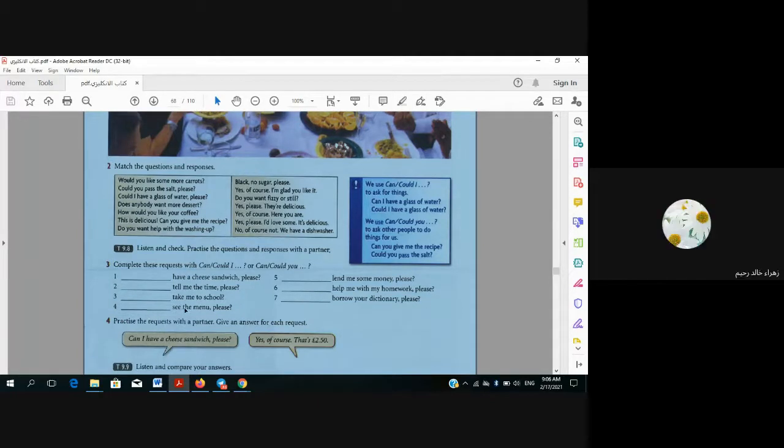Lend me some money, please. Could you lend me some money, please? Help me with my homework, please. Can you help me? I ask someone to help me with my homework, so I say, could you help me with my homework?